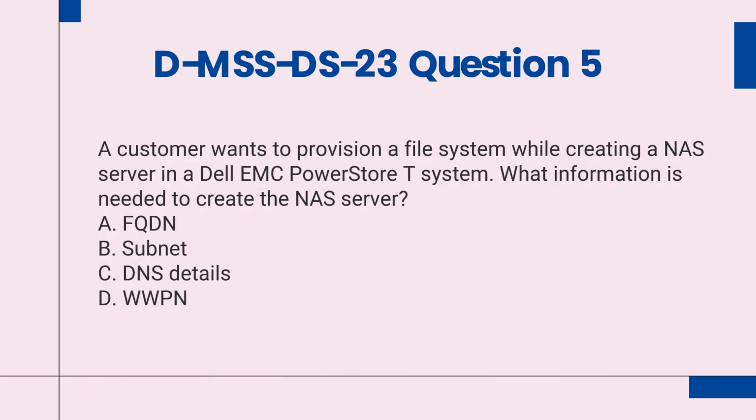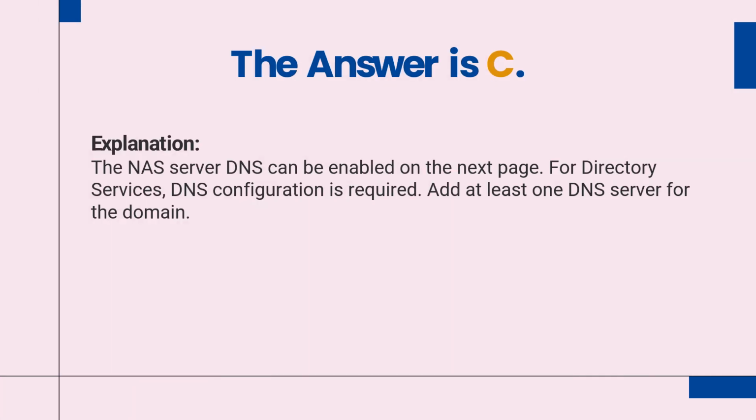A customer wants to provision a file system while creating a NAS server in a Dell EMC PowerStore T system. What information is needed to create the NAS server? A. FQDN. B. Subnet. C. DNS details. D. WWPN. The answer is C.